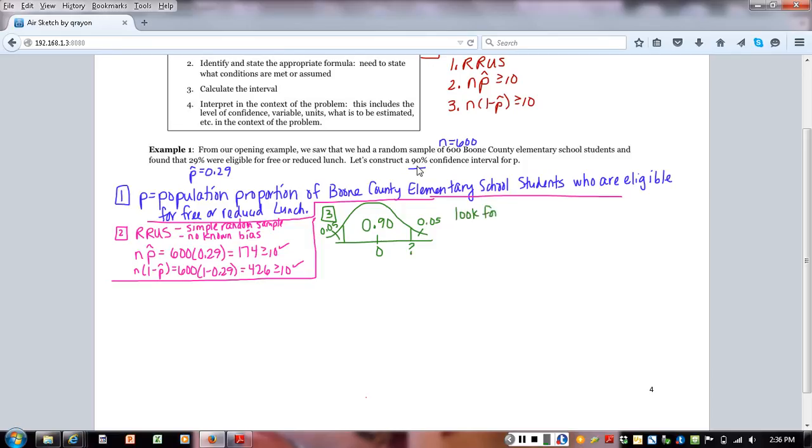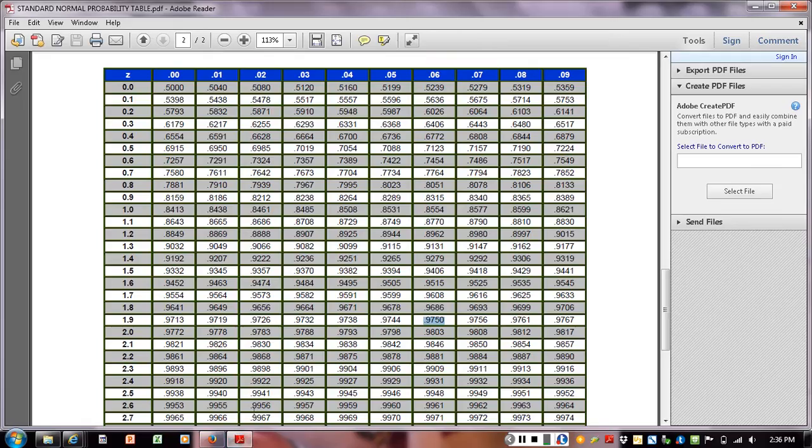So we're going to go to the table looking for 0.9 plus 0.05. So we're looking for 0.9500. Look for our jump, work our way over. 0.9505, closest thing, so then we find a z of 1.65.